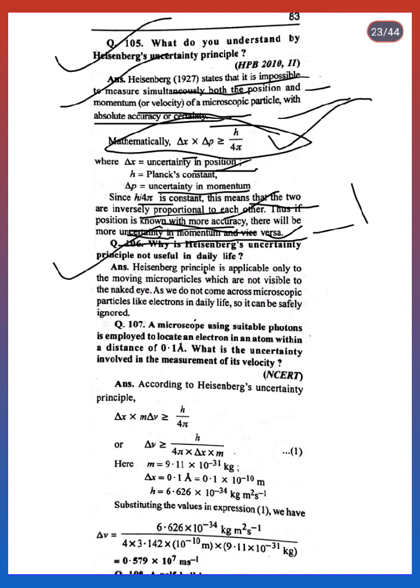Again next, why is the Heisenberg uncertainty principle not useful in our daily life? Because it is applicable only to moving microscopic particles which are not visible to the naked eye. As we do not come across microscopic particles like electrons in daily life, it can be safely ignored.